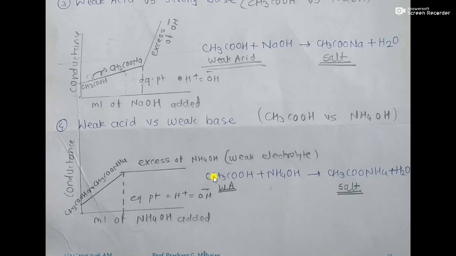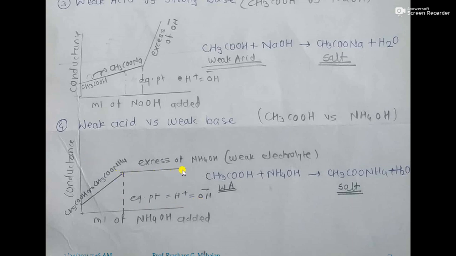As we know, acetic acid is a weak electrolyte, so its conductance will be at a lower level. Then as we add NH4OH, it is going to form a salt. That salt is stronger than the acid. That's why the conductance increases slowly up to the equivalence point. At the equivalence point, the amount of acid present in the solution is equal to the amount of base present, and after that the conductance remains the same.